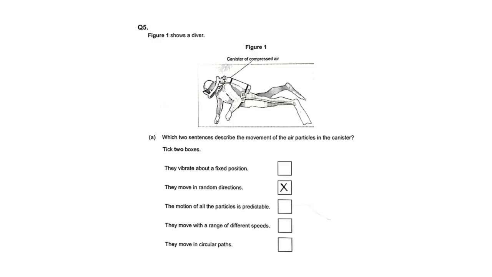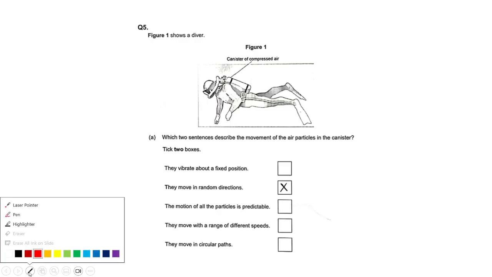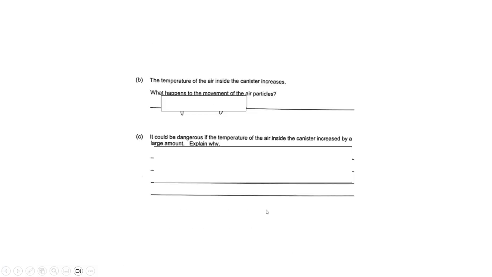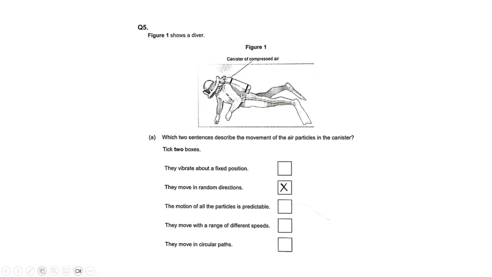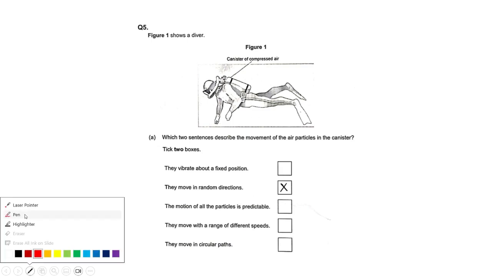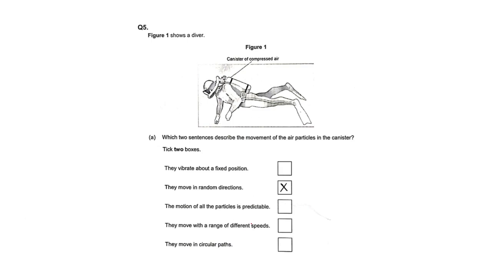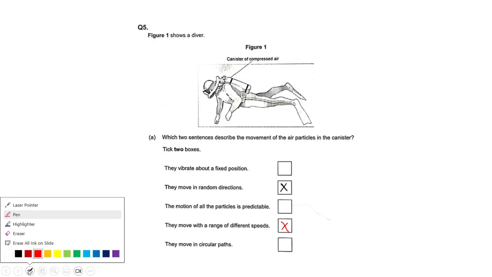Okay, so the second and fourth one, I'll try and see if I can. Oh no, that didn't work. One more time. Here we go. And this one is also a correct answer.